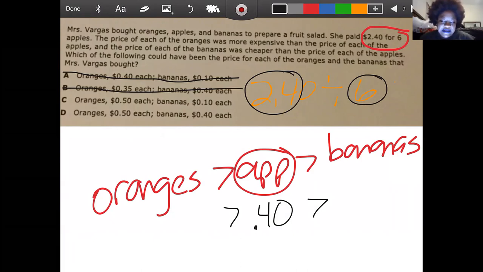Now, bananas have to be less than 40 cents. So let's look at C, bananas are 10 cents. Oh, that's less. Yep. What about D, bananas are 40 cents? No, that's the same. It has to be less. So then your answer choice should have been C. Okay.